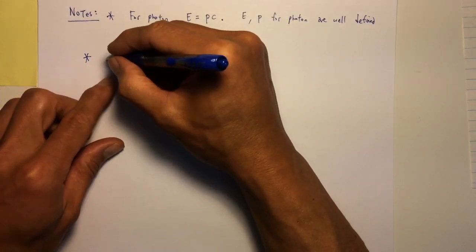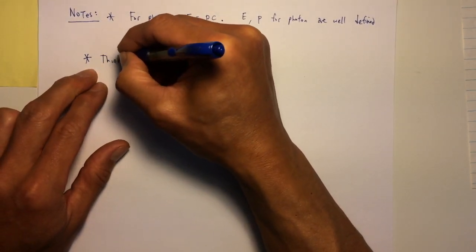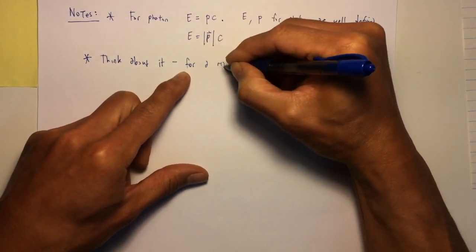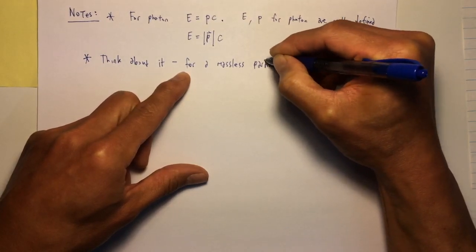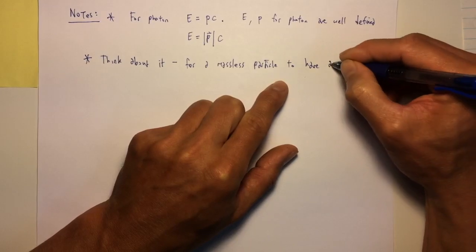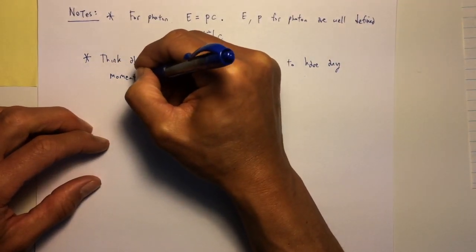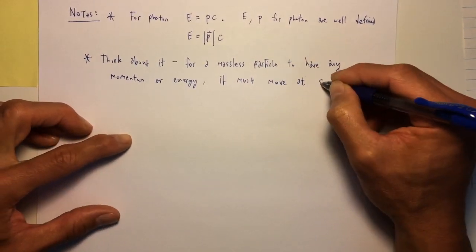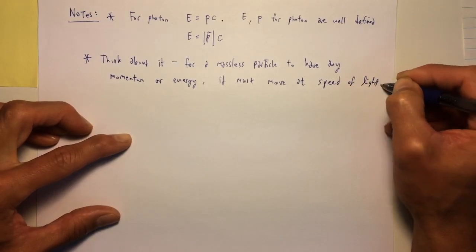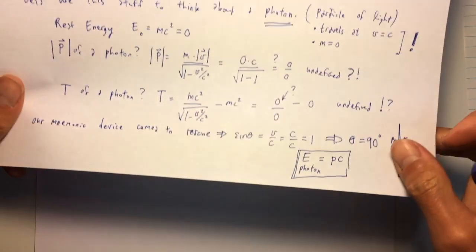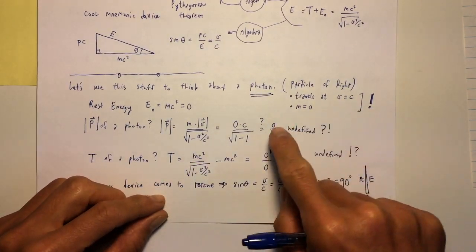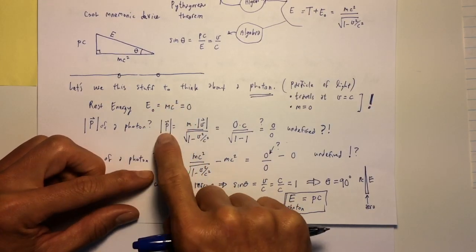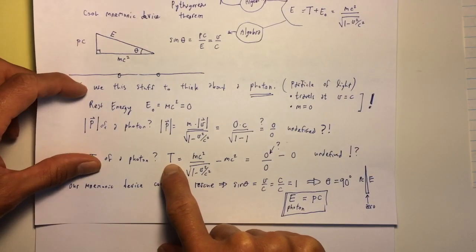Okay, so it turns out, if you think about it, so think about it a bit. For a massless particle to have any momentum or energy, it must move at the speed of light. Right? So up here, if I have a massless particle that travels at less than the speed of light, then I'm just going to always calculate for my massless particle 0 momentum and 0 energy. Right? That's what I'm going to calculate.